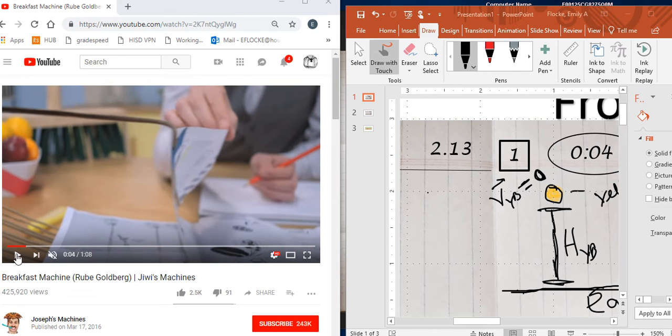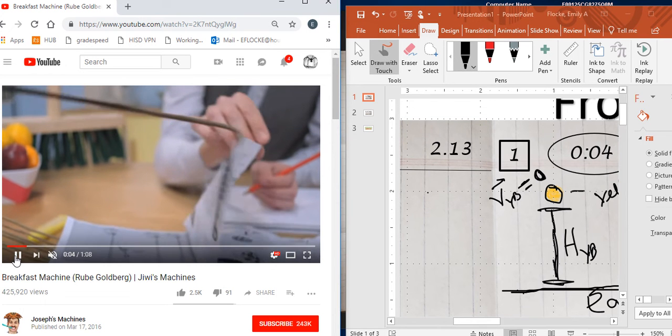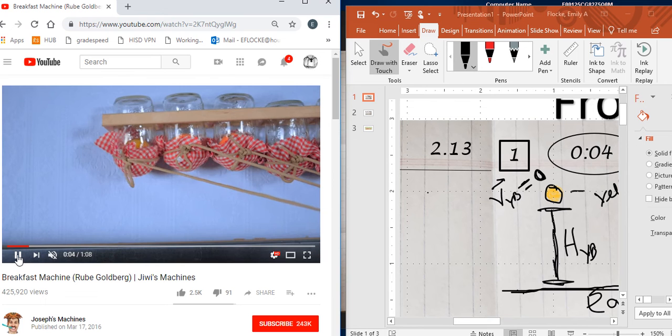The next part of the video is a little weird, but remember, there are no outside forces. That means there's no friction. It's kind of strange what happens, so watch the video. There's the yellow ball.